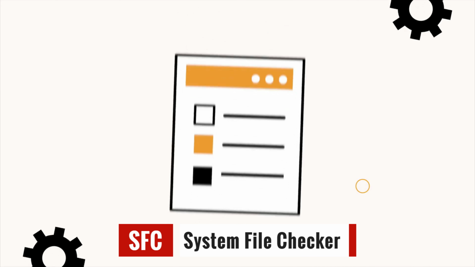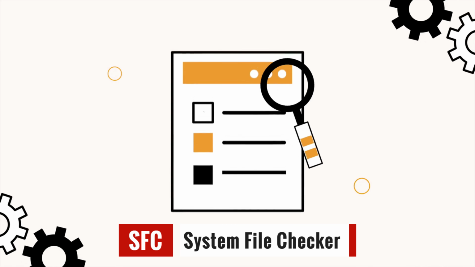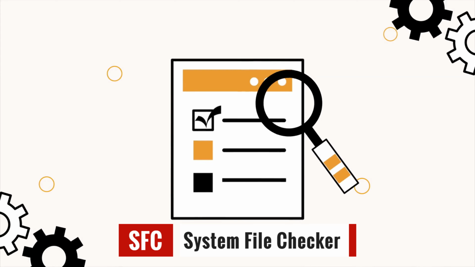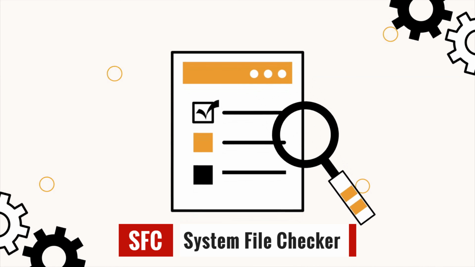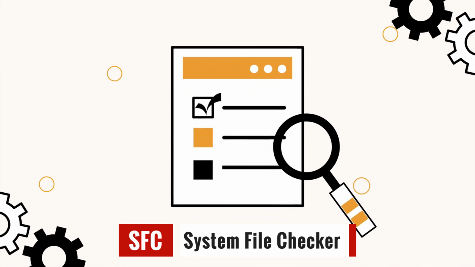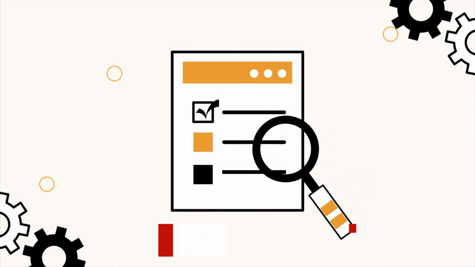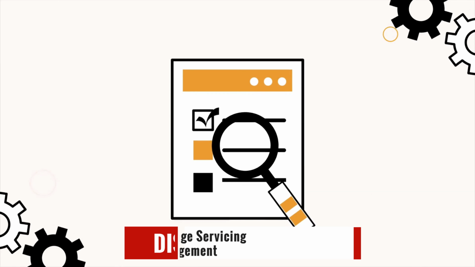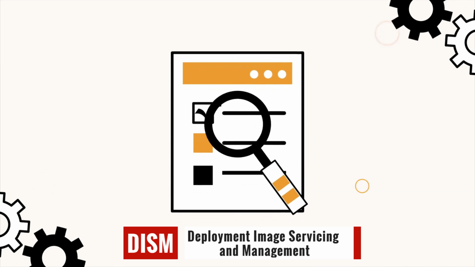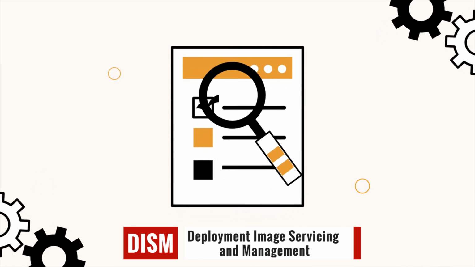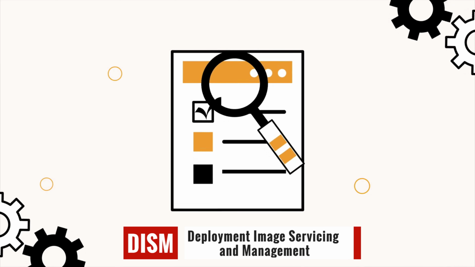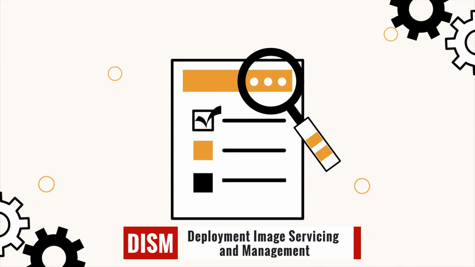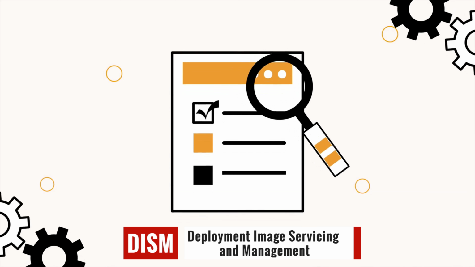SFC, or System File Checker, scans your Windows system for missing or corrupted files, and automatically replaces them with the correct version. Think of it as a guardian angel for your PC. But, what if SFC isn't enough? That's where DISM, or Deployment Image Servicing and Management, comes in. It repairs the image that the system depends on, if there are deeper issues, ensuring your system is rock solid.